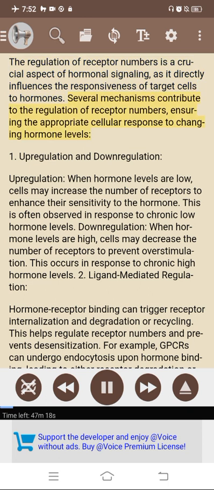Several mechanisms contribute to the regulation of receptor numbers, ensuring the appropriate cellular response to changing hormone levels. 1. Upregulation and downregulation. Upregulation: when hormone levels are low, cells may increase the number of receptors to enhance their sensitivity to the hormone. This is often observed in response to chronic low hormone levels. Downregulation: when hormone levels are high, cells may decrease the number of receptors to prevent overstimulation. This occurs in response to chronic high hormone levels.